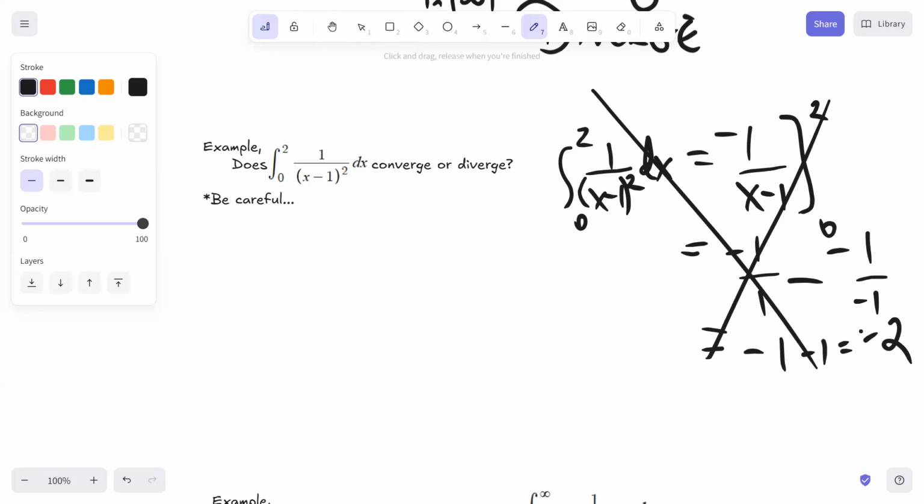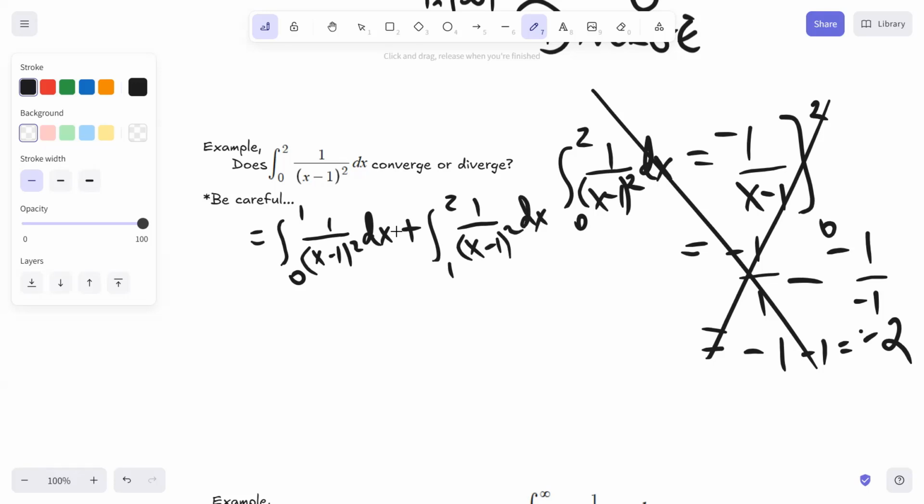So we have to take care of that. With this one, since the infinite discontinuity is at x equals 1, that's where we want to split this integral and rewrite it as the integral from 0 to 1 of 1 over (x minus 1) squared dx, plus the integral from 1 to 2 of 1 over (x minus 1) squared dx. And then we would take each integral separately and evaluate it as a limit.